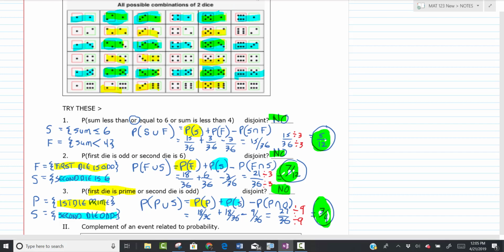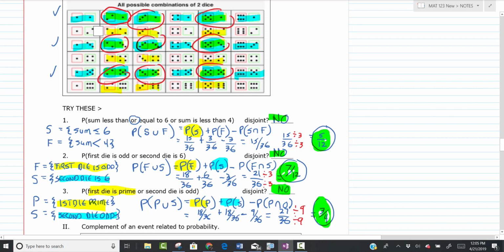Okay, so when we put this together, the probability the second dice is odd would be all of this here, this row, and that row. So there's 18 out of 36 possibilities there. The intersection would be 1, 2, 3, 4, 5, 6, 7, 8, 9. So that's a 9/36 probability. Do the arithmetic: 18 plus 18 minus 9 is 27. Reduce the fraction by 9, you get a 3/4 probability. Okay, so that's how I would do that.